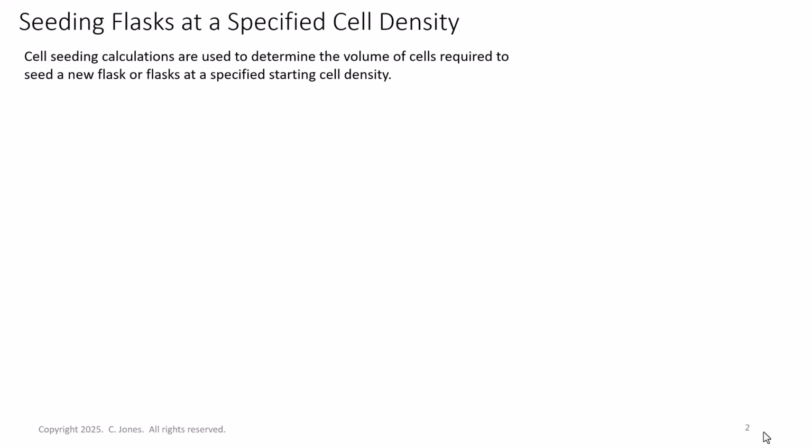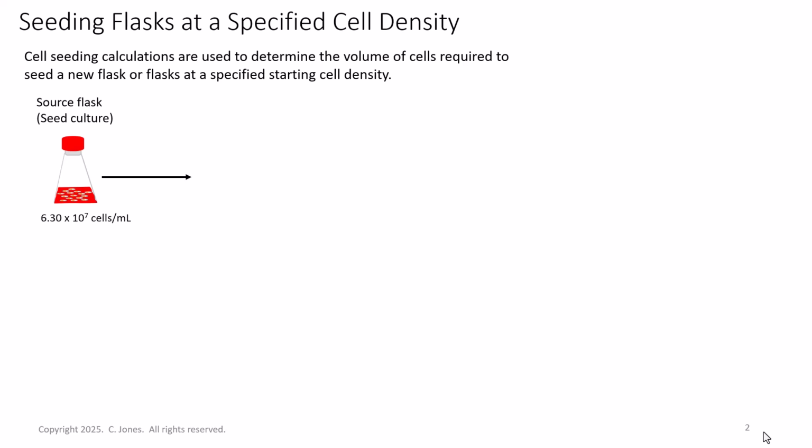Similarly, if we're going to do, say, cell-based assays to look at the potency of a new drug, we want to start in our multi-well plate with the same concentration of cells in every well, so that the only variable is the drug that we're using or the concentration of the drug we're using. So it's important to be able to seed a flask or flasks at a specific starting concentration of cells. And that's what we're going to learn how to do in this segment.